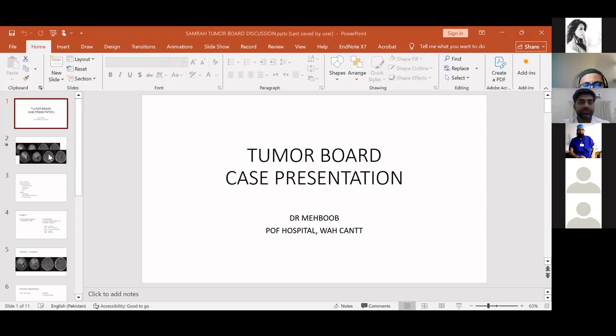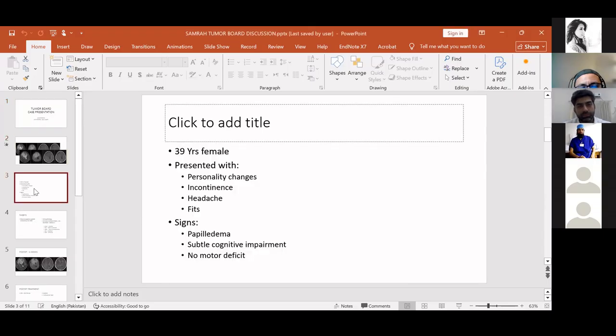This is a young lady, 39-year-old. She presented to us back in 2021 with frontal lobe symptoms and fits. So these were her symptoms. On examination, she had subtle cognitive impairment. Other than that, she had papilledema, but otherwise she was fine.